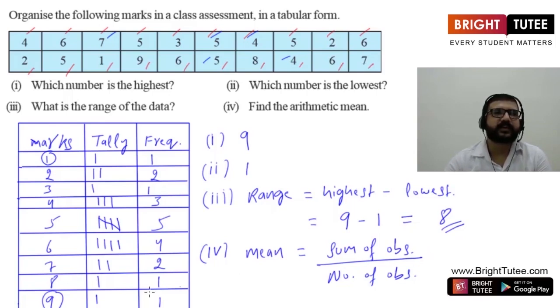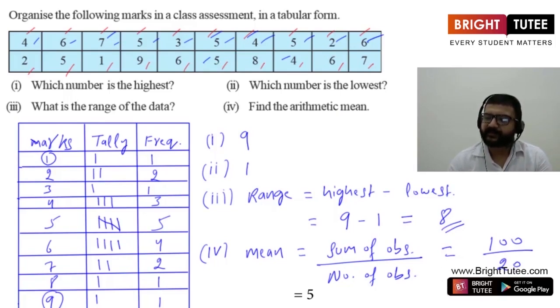So here the sum of all the observations is 100, and how many observations are here? The total number of observations, let's count it from here, 1, 2, 3, 4, 5, 6, 7, 8, 9 and 10, and there are 10 more observations. So in total there are 20 observations. So the mean will be equal to 100 upon 20. By simplifying this, we will get 5. So the final answer is 5. Therefore the mean of this data is 5.